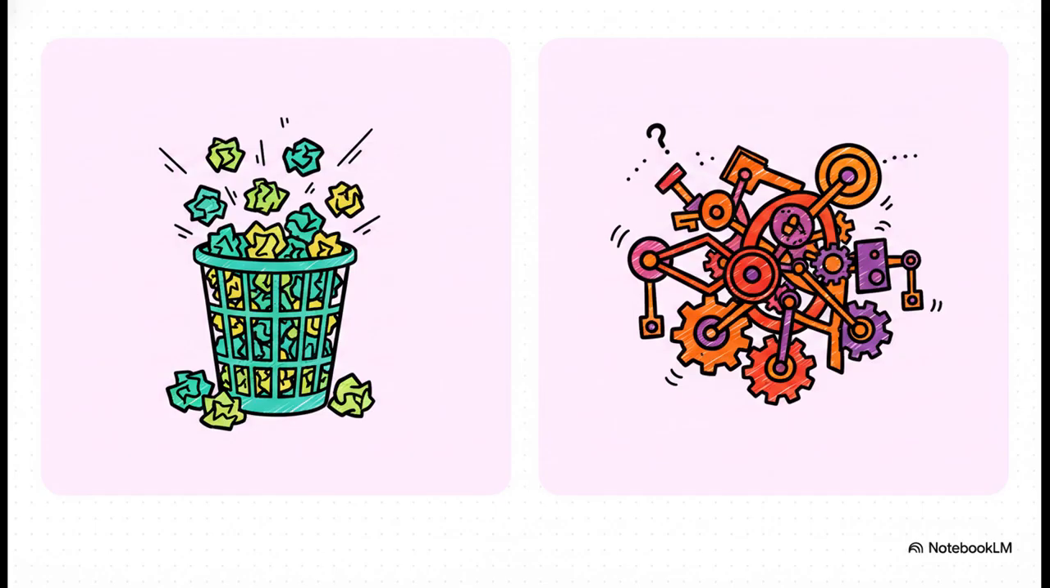TRPO fixed the data problem by constraining the updates so the model wouldn't drastically overwrite itself. Safe? Yes. Theoretically clean? Absolutely. But it required a mathematically brutal conjugate gradient solve for every single update. You were basically doing complex calculus gymnastics just to take one step. Nobody runs TRPO anymore because the math is just miserable to compute.